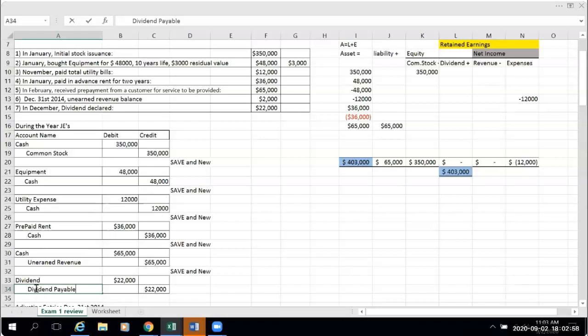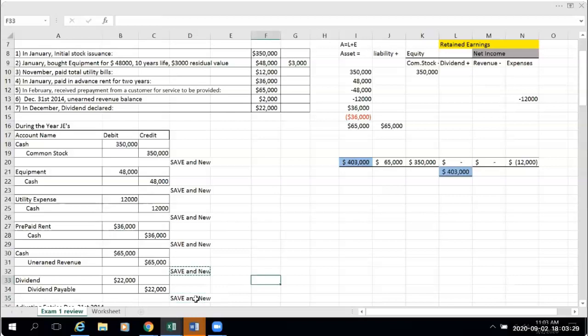So how do you do it? One more time. Imagine it's paid. So write it down: dividend, and cash credit, out of my pocket. But then say, oh, wait a moment, it's not paid yet. So let me erase cash and call it payable. Dividend payable. Simple as that. And then, of course, you have to click save.